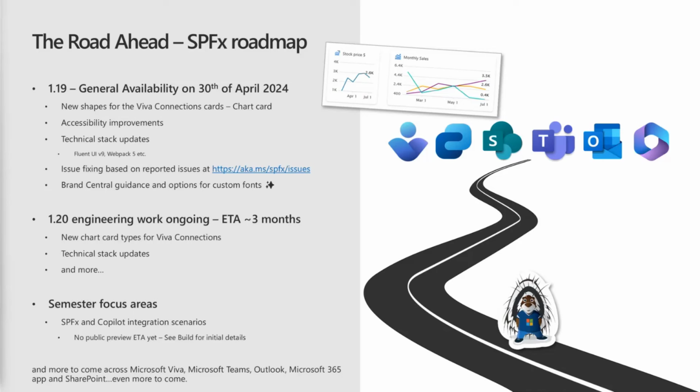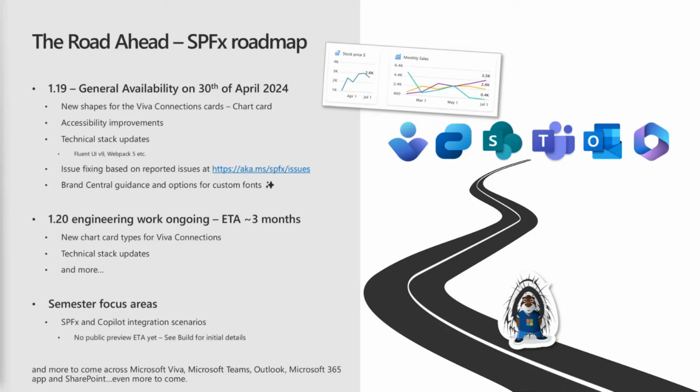We've got all sorts of new features, including new shapes for Viva Connections cards. We've got chart cards. We've made tons of accessibility improvements. We've improved our technical stack with Fluent V9 and Webpack V5. And then we fixed some issues. You can actually go report some of these issues if you run into them, because we're always trying to improve. You can go to aka.ms/SPFx/issues. And then our new Brand Central guidance and options for custom fonts, which is very exciting.